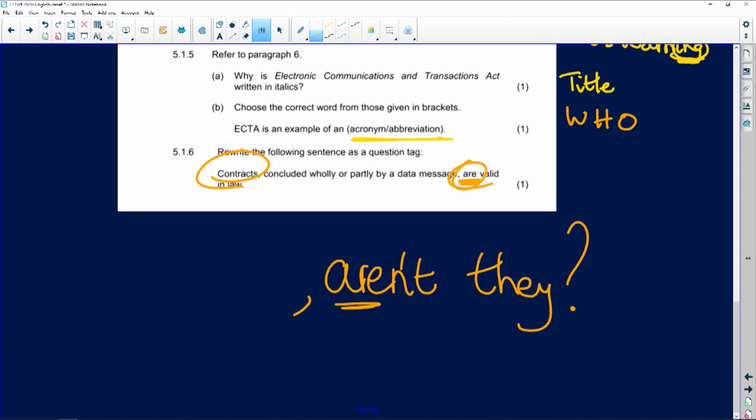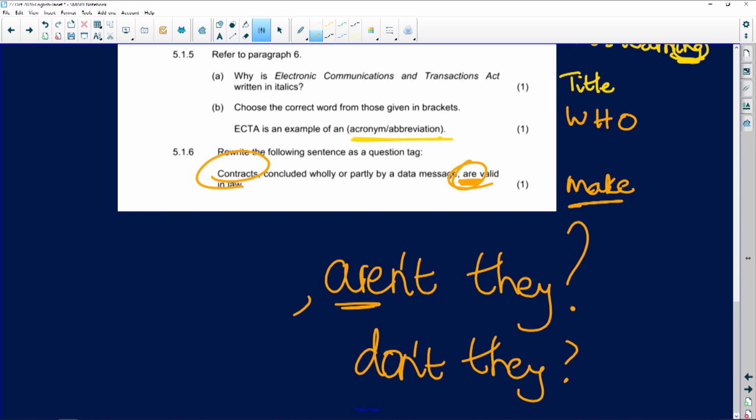If you say contracts make a difference, let's say that, then you have to say, don't they? And that's trickier because now you're not given this tag. So if you're given anything like must, will, can, would, you can use that as the tag. And remember, if the main part of the sentence is positive, the tag is negative. If the main part of the sentence is negative, the tag is positive.